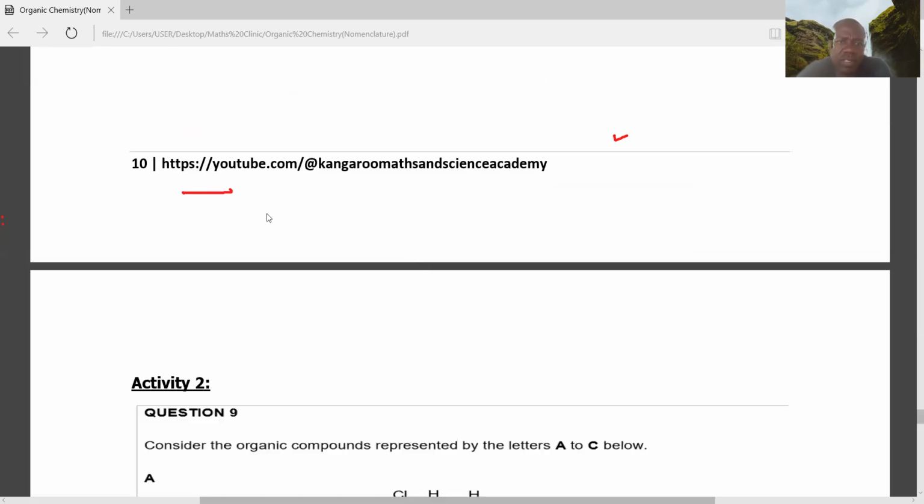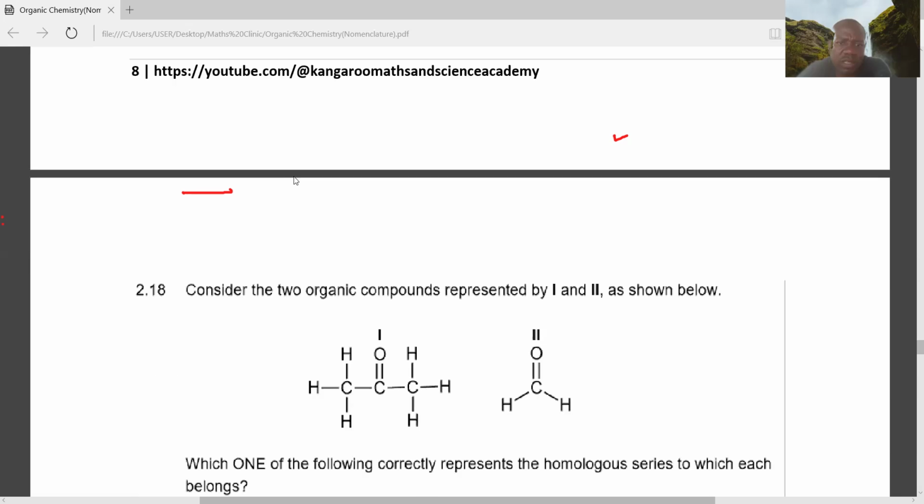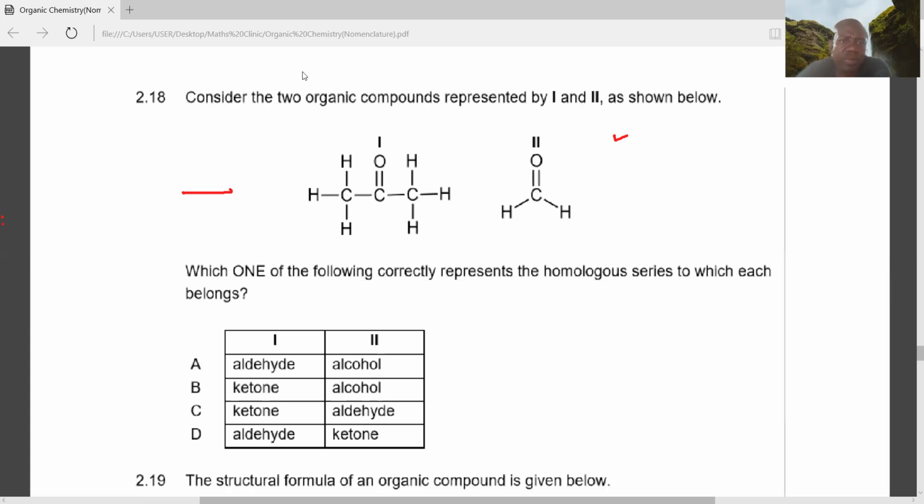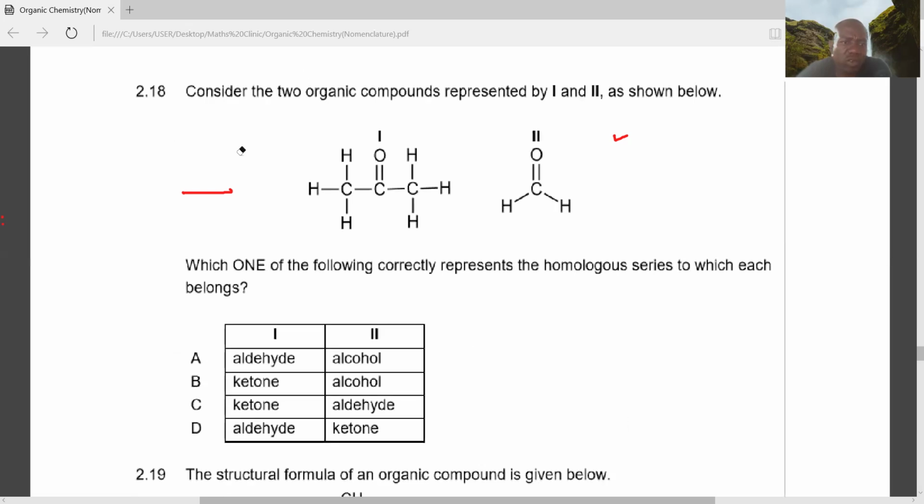Okay, 2.17, we're at 2%. So now you have to move on to 2.18. Okay, fine. Let's look at 2.18. It says consider the two organic compounds represented by 1 and 2. Let's first identify to which homologous series they belong.